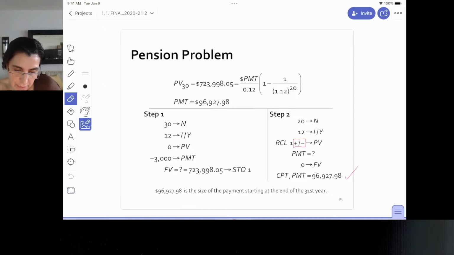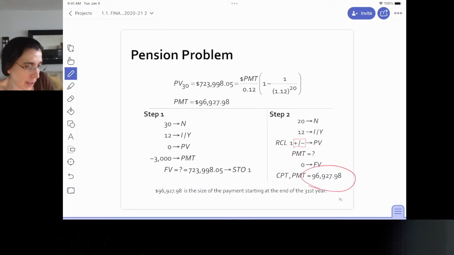So these are the steps. And your final answer should be 996, almost $100,000. Almost $100,000 a year, which is good. I mean, I think it's good.